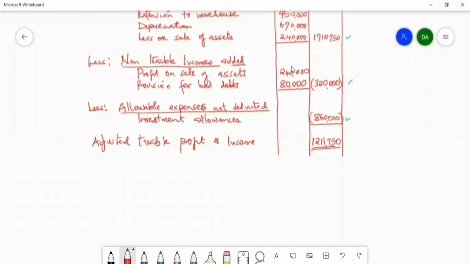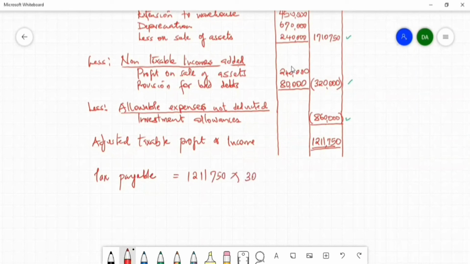Now, after determining the taxable income, we now need to determine the tax payable or tax liability. Tax payable is equal to 1,211,750 multiplied by the rate of tax, 30%. Now determine the tax payable. That is the tax payable by the company in the year 2019. Tax payable by the company in the year 2019 equal to that.